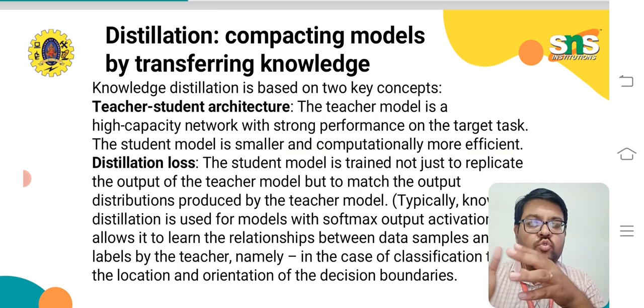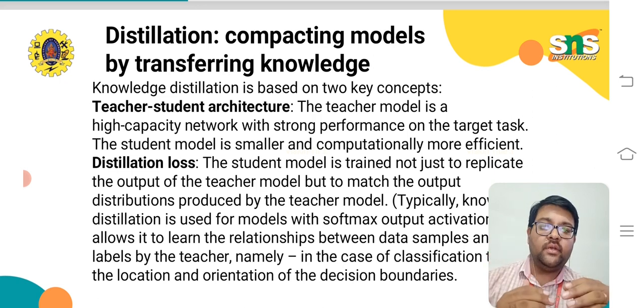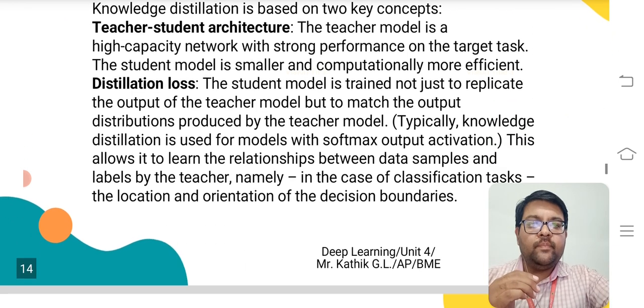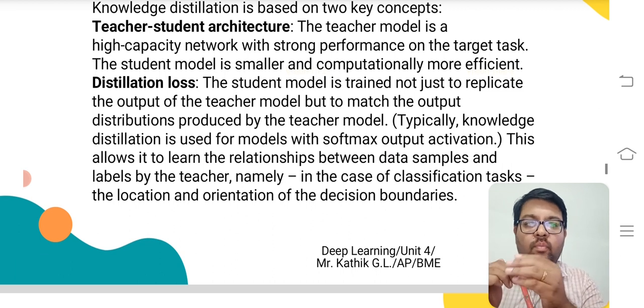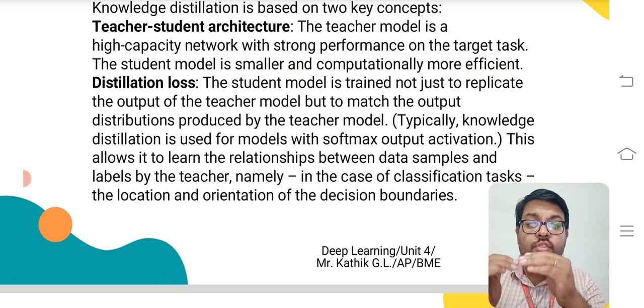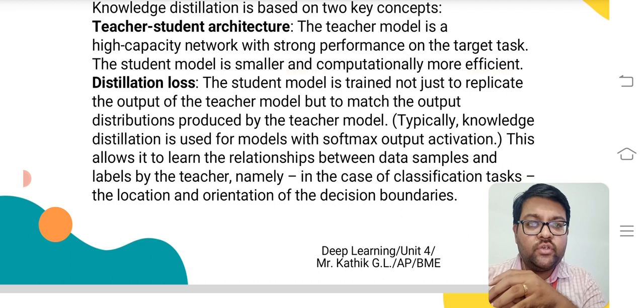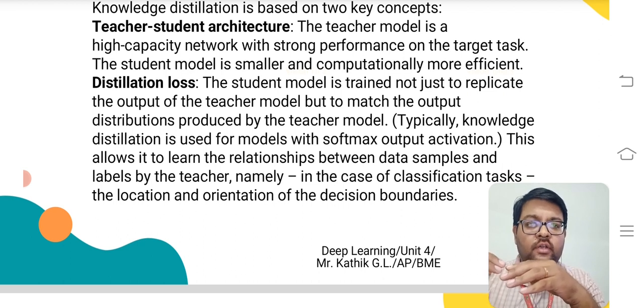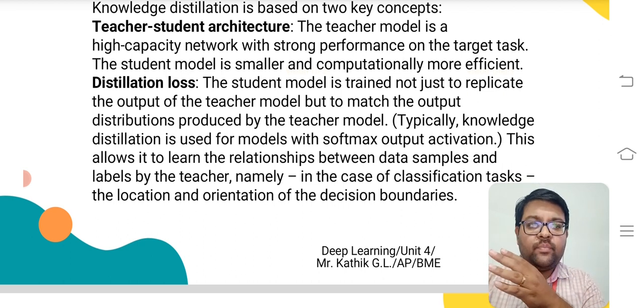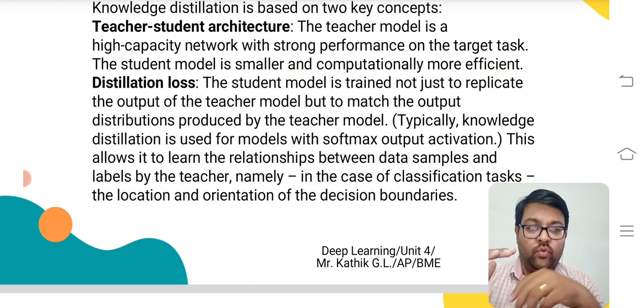Distillation loss means the student model is trained not just to replicate the output of the teacher model but to match the output distributions produced by the teacher model. Typically, knowledge distillation is used for models with softmax output activation. This allows it to learn the relationship between the data samples and the labels by the teacher, namely in case of classification tasks, the location and orientation of the decision boundaries.